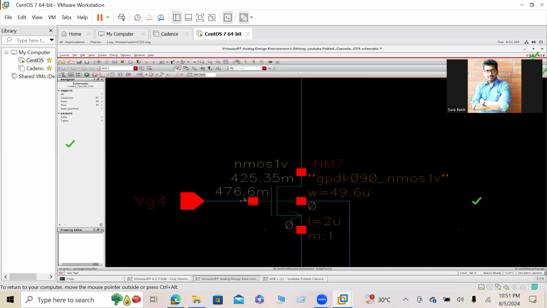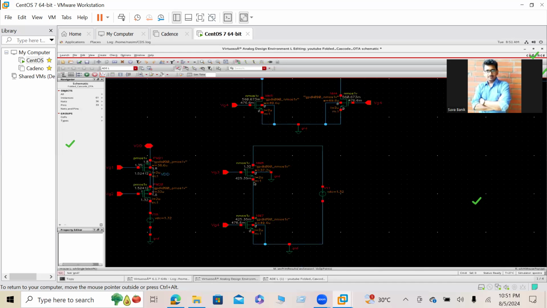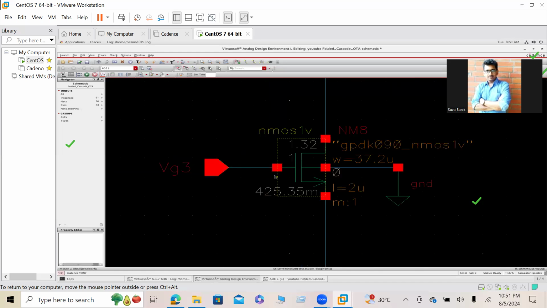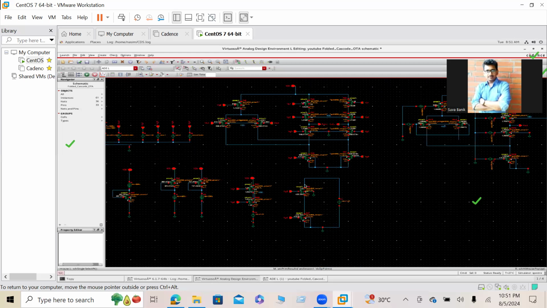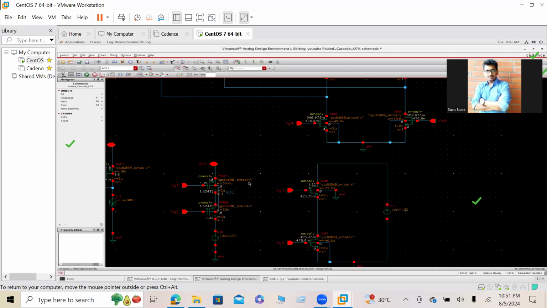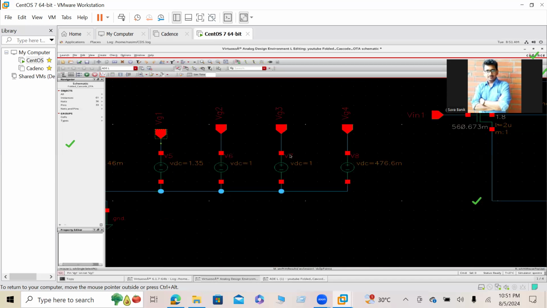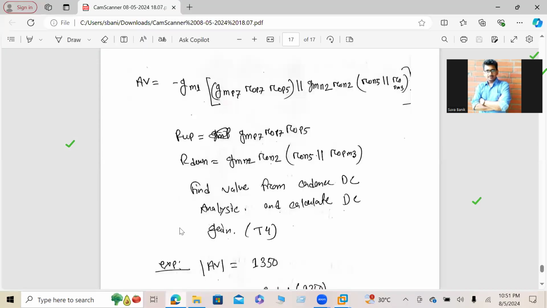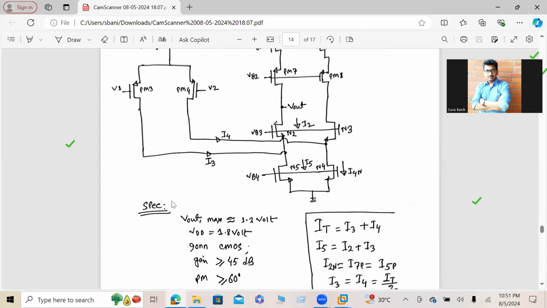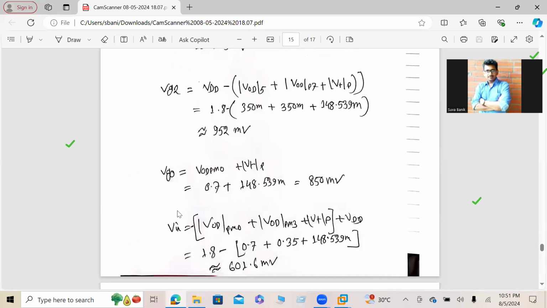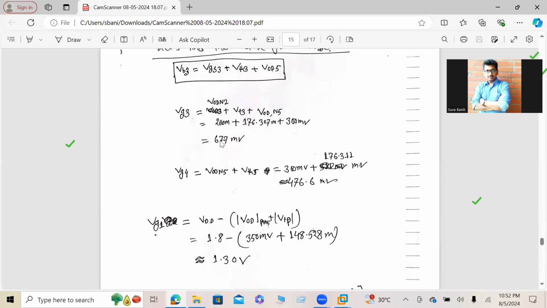And from our calculation, you see it is around 476. So I use the same value here, and I just need to tweak the VG3 such a way that it will be in saturation. So here I use VG3. You can see this value. I use VG3 equals 1 volt. What does my calculation say? My VG3 is 677.